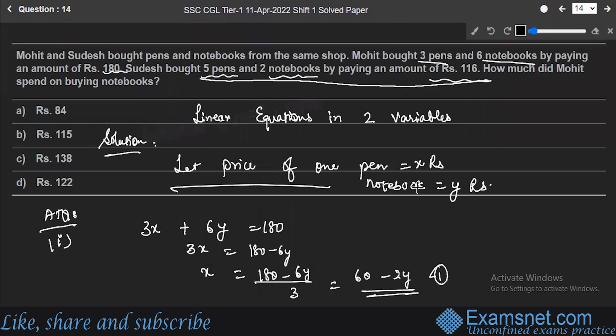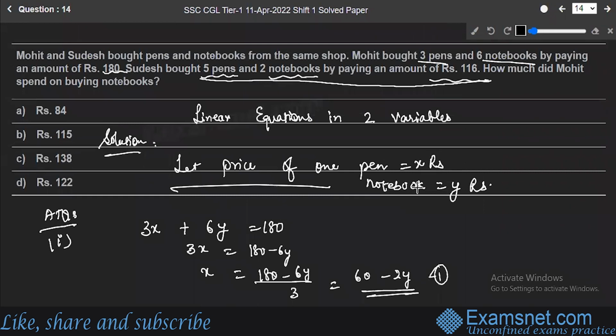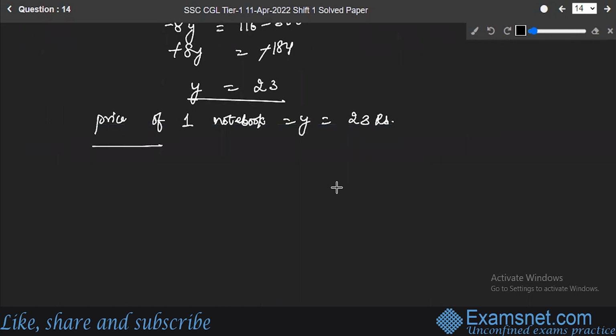So what was y that we assumed? It was the price of 1 notebook. Therefore, the price of 1 notebook is y is equal to 23 rupees. And what do you have to find out in the question? You have to find out how much Mohit spent in buying notebooks. So Mohit bought how many notebooks? He bought 6 notebooks. Correct? So if the price of 1 notebook is this, the price of 6 notebooks will be 23 into 6. That is 138 rupees. So your answer for this question is 138 rupees. Okay.